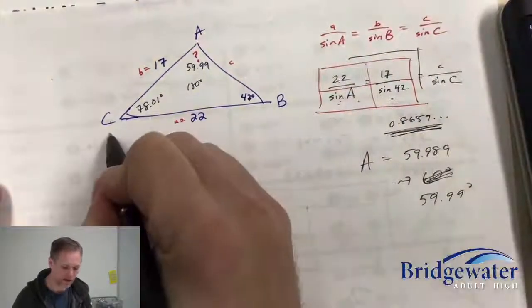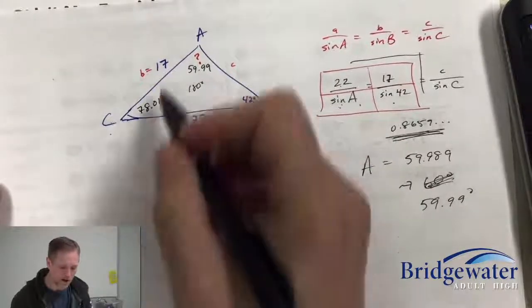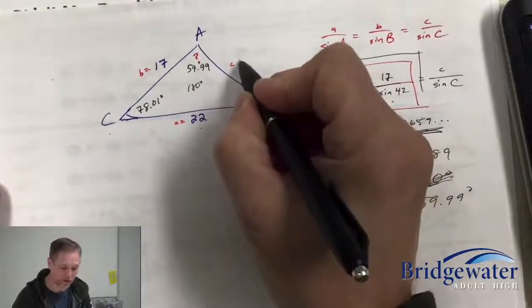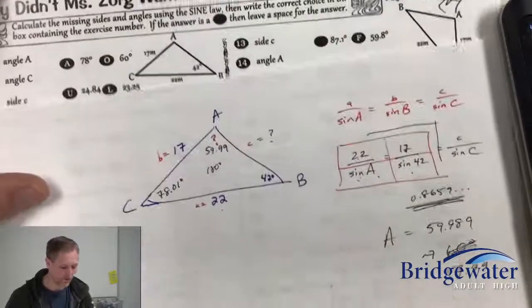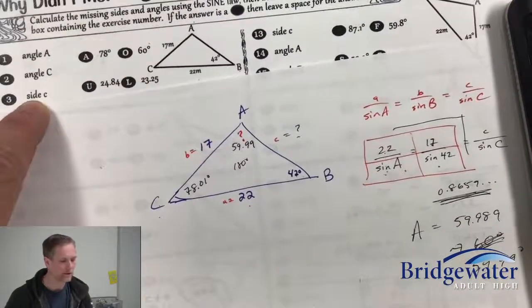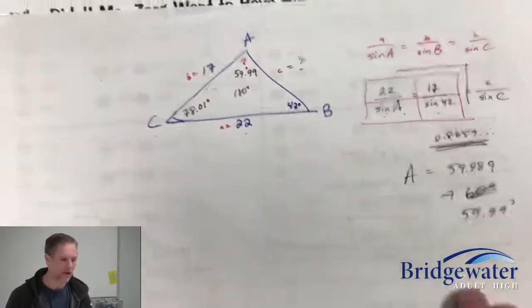So now I got angle C, angle A, angle B, all three angles. I got 2 sides. I don't have that side yet. And guess what we're going to look for in question 3, side C. Okay, so side C. Now, here's another thing.